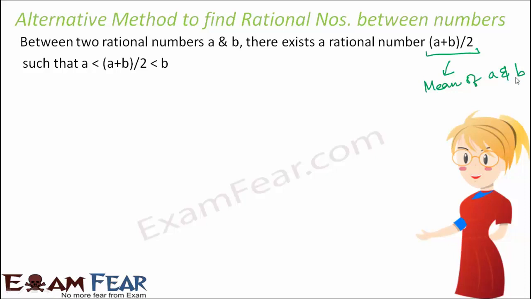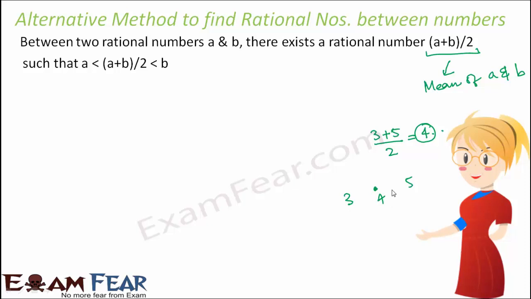So let us say you have two numbers, say 3 and 5. What would be the average of 3 and 5? So 3 plus 5 divided by 2, that is 4. So 4 is the number which lies midway between 3 and 5. So if this is 3, this is 5, 4 is the number that will lie exactly midway between 3 and 5. That's what we understand by mean.